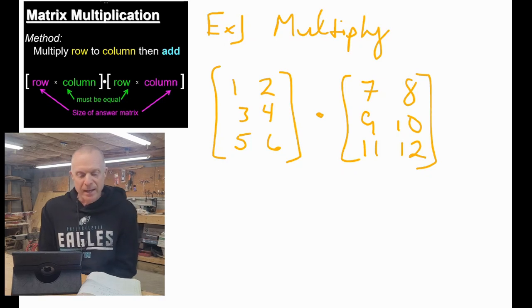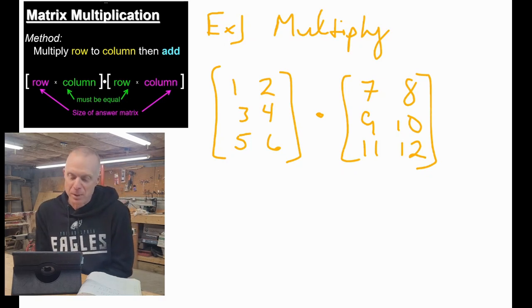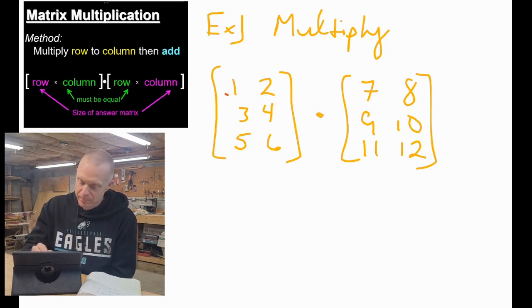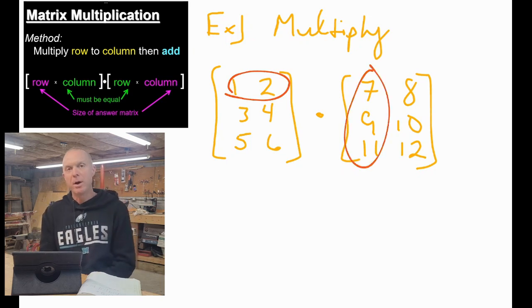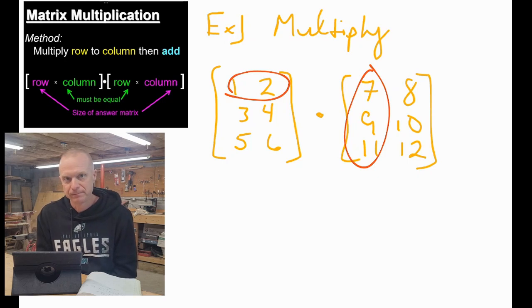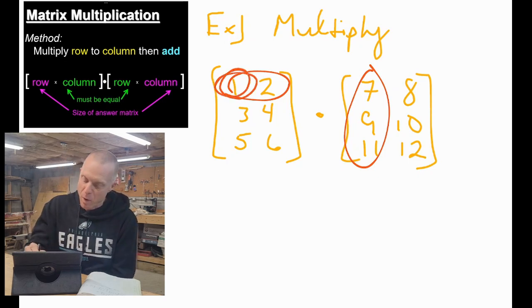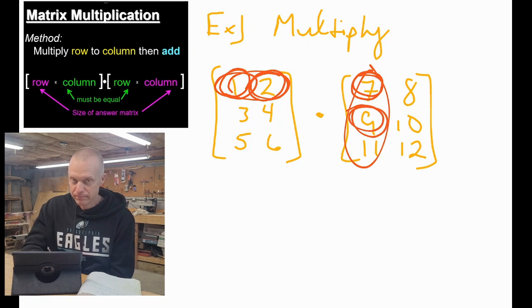So what do you think? You guys want to see if you can multiply this one? Okay, remember to multiply, you're going to multiply a row times a column. Now when you multiply a row times a column, you're going to take the first number, 1, you're going to match it with 7. You're going to take the next number, 2, you're going to match it with 9. But what number do we have to match with 11? We don't have a number.